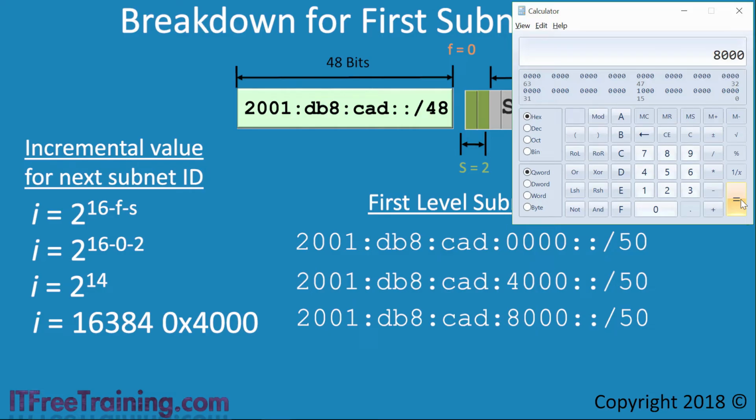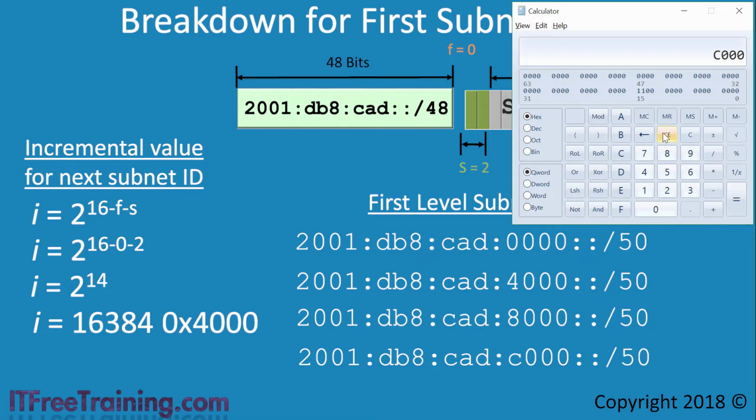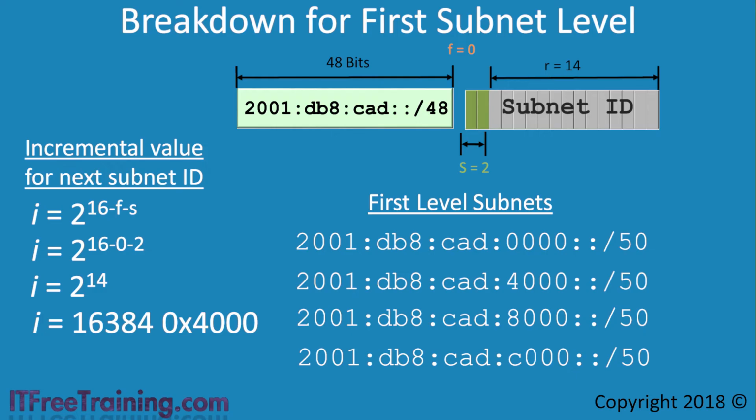We only required 3 subnets in this example out of the 4 available. If you want to find out the address of the last subnet, add 4000 in hexadecimal, and this will give you the value of C000. This will be the value of the last subnet. Now that all the subnet addresses have been worked out, the next step is to allocate these subnets to different countries.